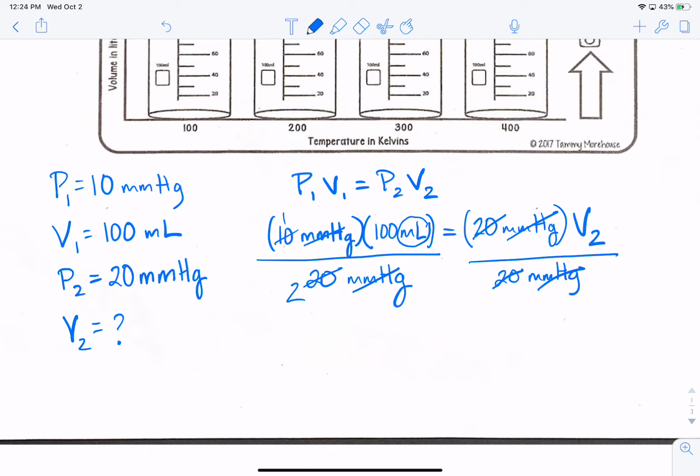Just letting you know. So 100 divided by 2 is 50 milliliters is the new volume. Real quick, we have to think about sig figs. 10, 100, and 20 are all ambiguous numbers. So we have to go with the least amount of sig figs, and all of them happen to have only one sig fig.